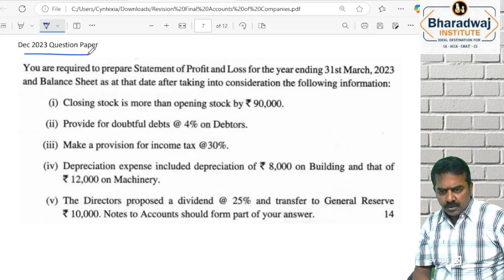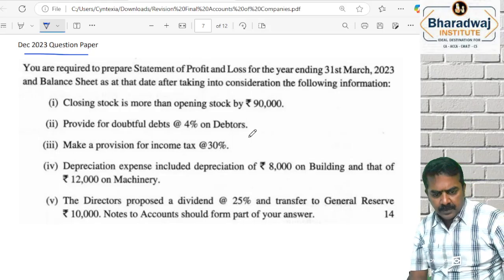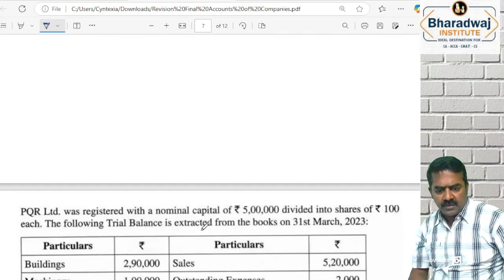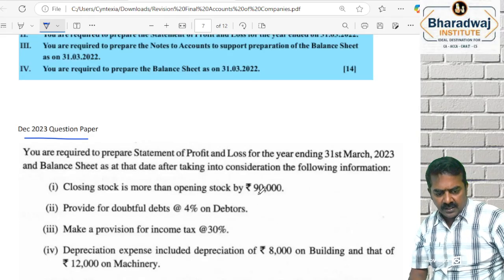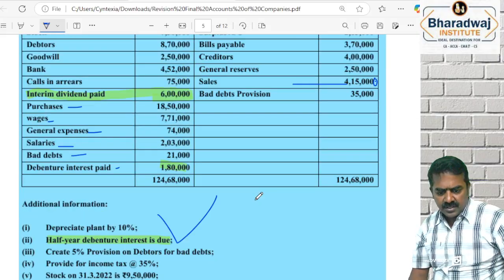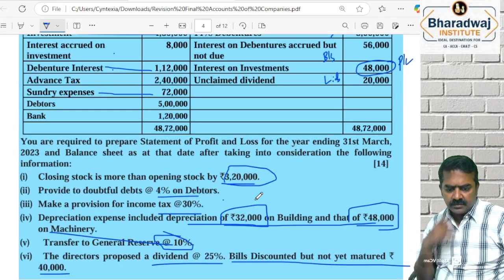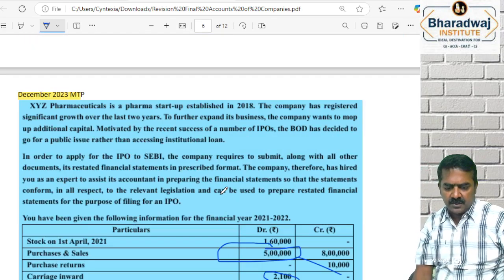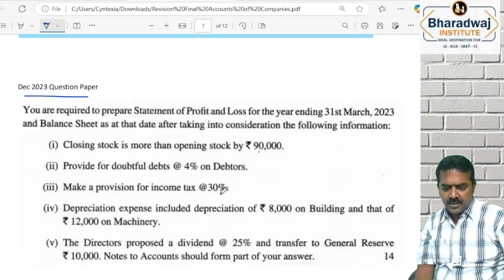It's a December 2023 exam question paper. Of course, it is similar to what we have done. The question is nothing but the closing stock is more by 3,20,000. Similar adjustments you can find here too.